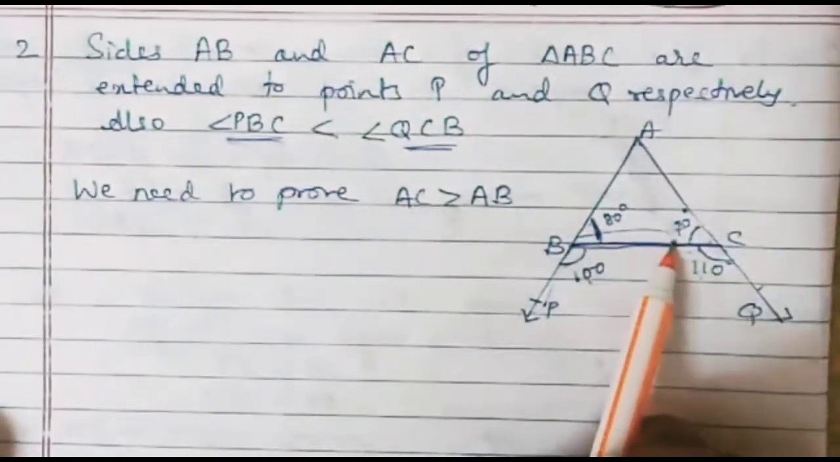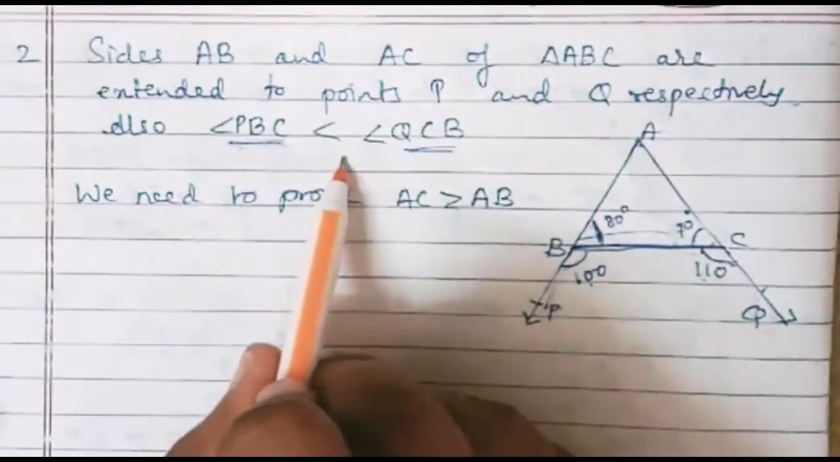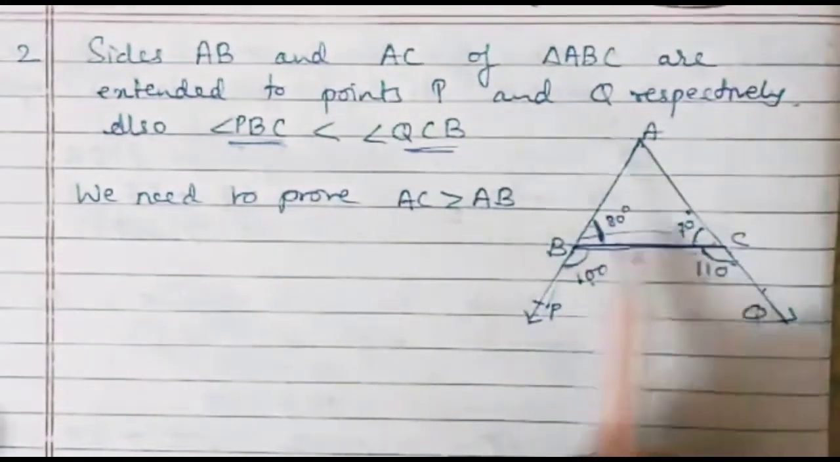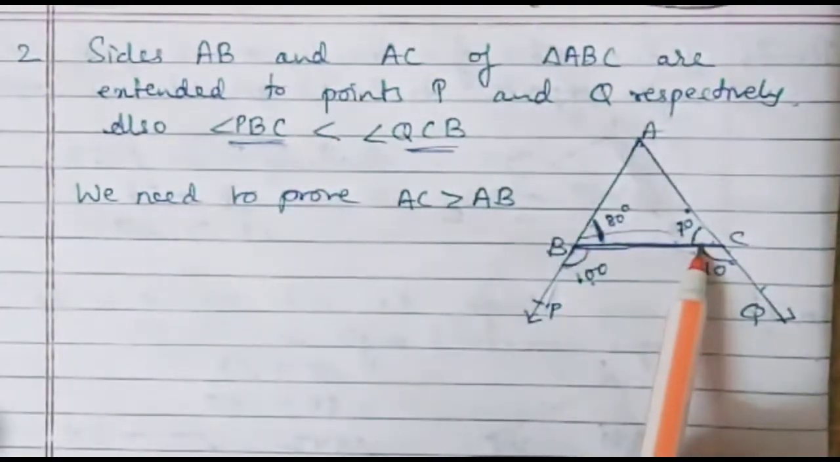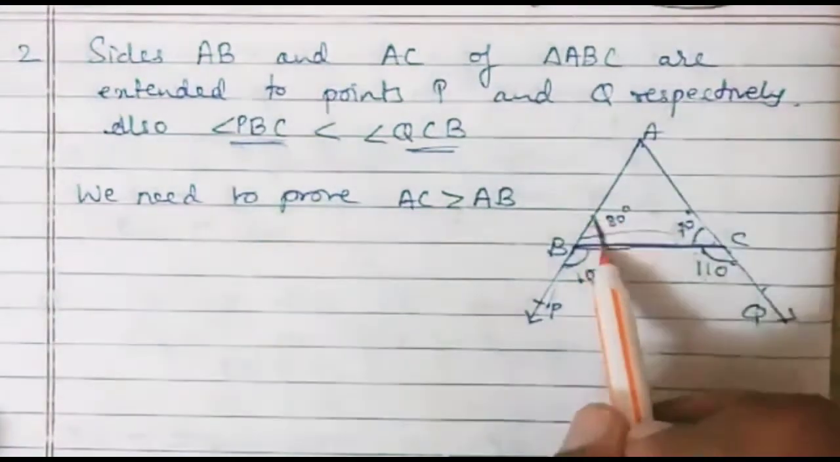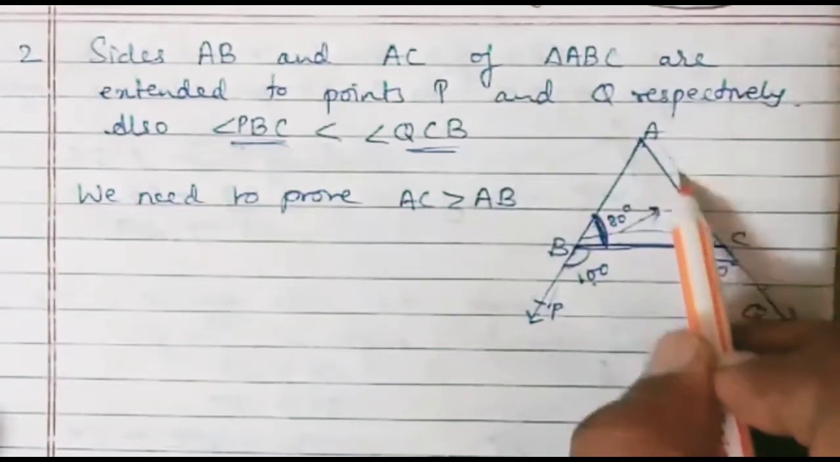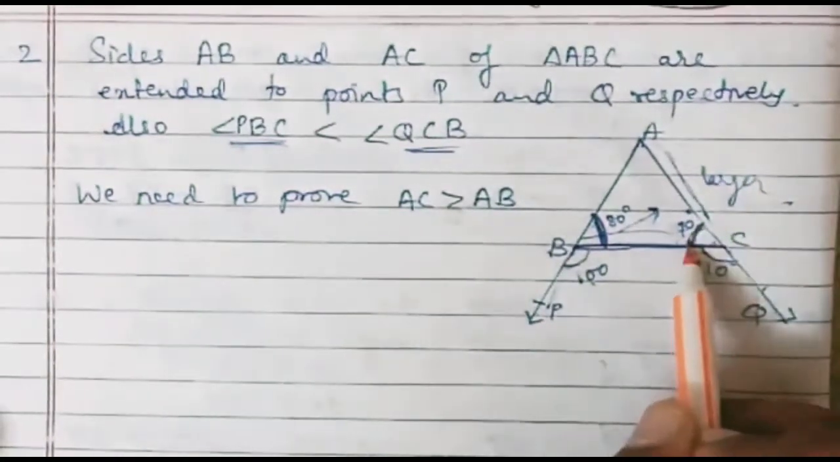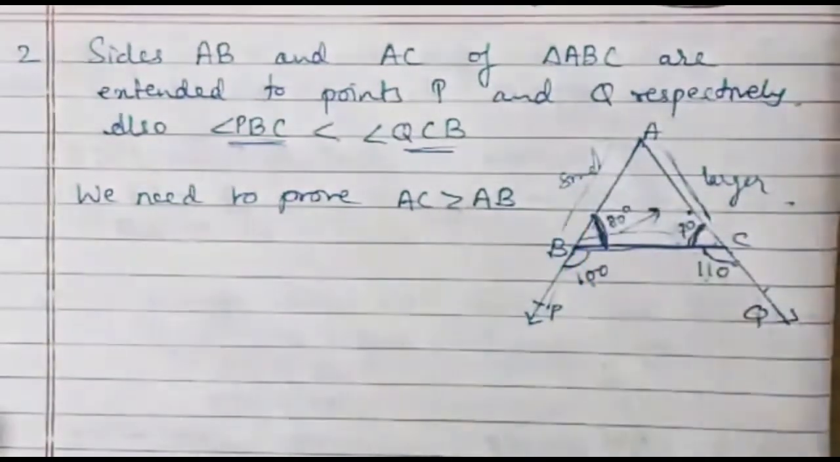Now what can you say about the linear pair of angles? If you have angle PBC is lesser than QCB, then their linear pair angle ABC will be greater than, this sign will change, it will be greater than angle ACB. And if this angle is greater and this is smaller, the side opposite to the greater angle, that is AC, will be the larger side, and the side opposite to angle C, that is AB, will be the smaller side. So let us write it stepwise.